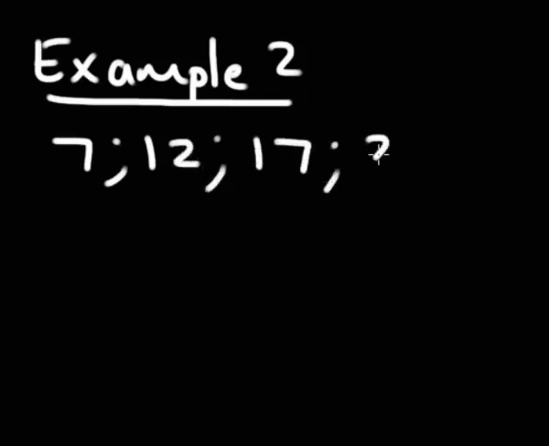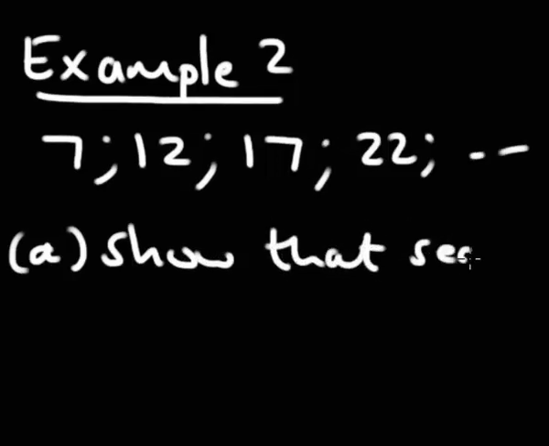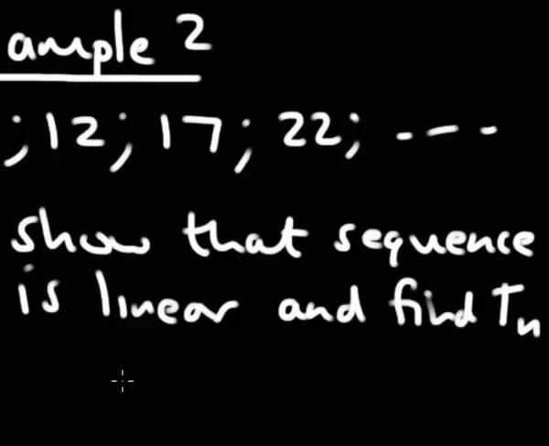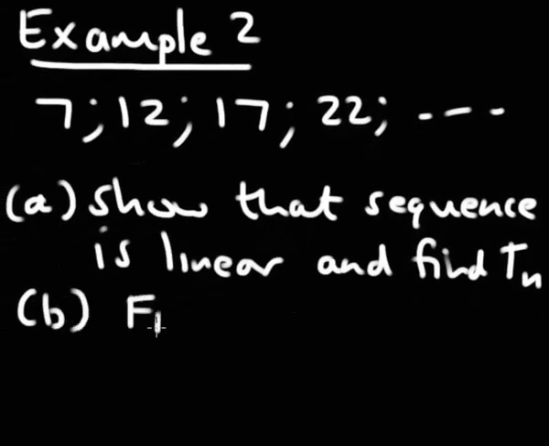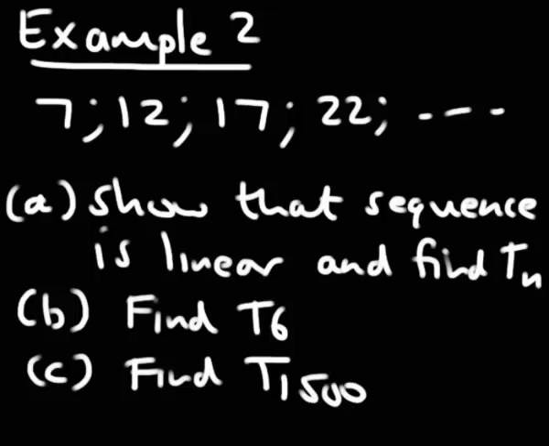Okay, let's look at a second example quickly. Example 2 here. I'm going to give you this number pattern, 7, 12, 17 and 22, going on. I'm going to ask you to show that it's linear. Show that the sequence, or the number pattern, is linear, and find the general term Tn. Then B, I want you to find T6, the sixth term, and C, I want you to find the 1500th term. Now let's do this together.